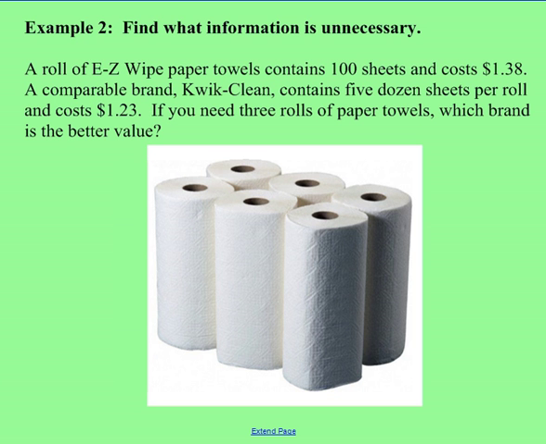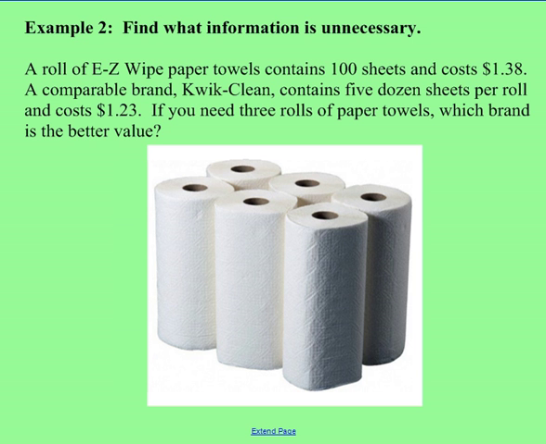In example 2, we need to find out what information is unnecessary. A roll of Easy White paper towels contains 100 sheets and costs $1.38. A comparable brand, Quick Clean, contains 5 dozen sheets per roll and costs $1.23. If you need 3 rolls of paper towels, which brand is the better value? Now this problem gives us quite a bit of information. It tells us how many sheets per roll for each brand, as well as the cost.